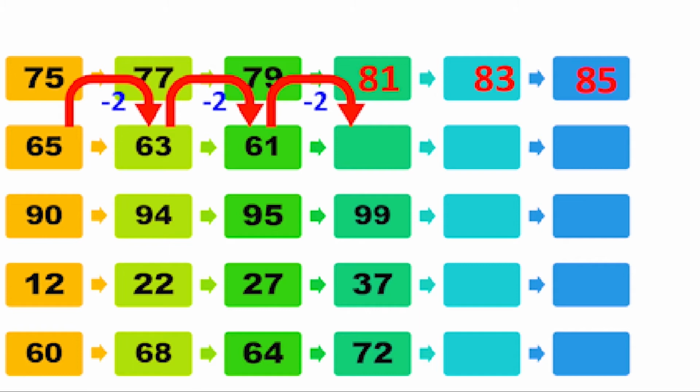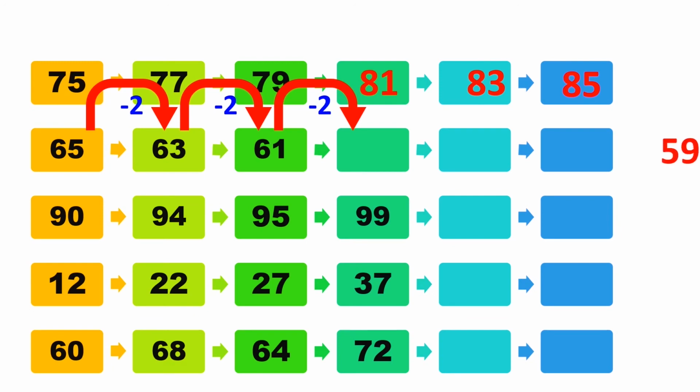61, 60, no, not 60. So what should we write? It's 59 -2, we will write 59. Look, where's 59? Here it is. 59 -2, 57 -2, 55.